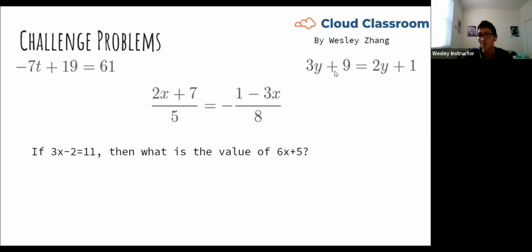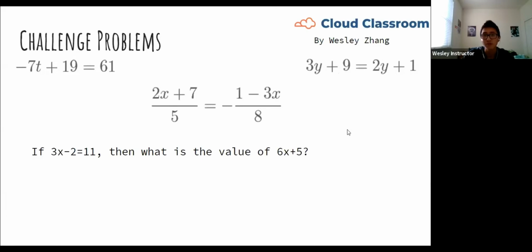All right, 3y plus 9 equals 2y plus 1. You can do this in multiple ways, but I would start with the variables first. So subtract 2y from each side, then you get y plus 9 equals 1. Now all I have to do is subtract 9 from each side. So you have y equals negative 8, and that's your answer.